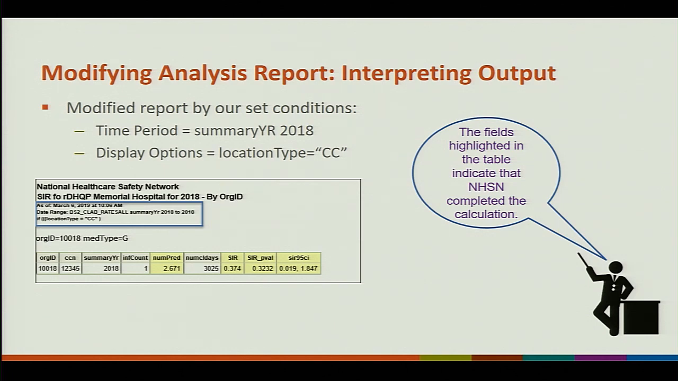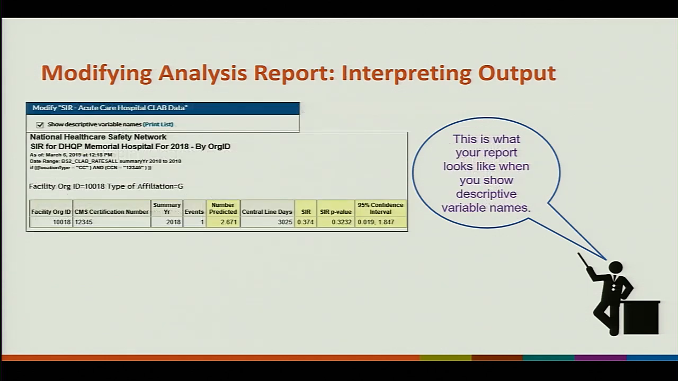So if you want something more clear, or you want to show someone else who is not familiar with these types of reports and doesn't want to interpret what numpred means, you can simply select descriptive variable names, and you'll see a cleaner and more clear breakdown or description of what these variables all mean.